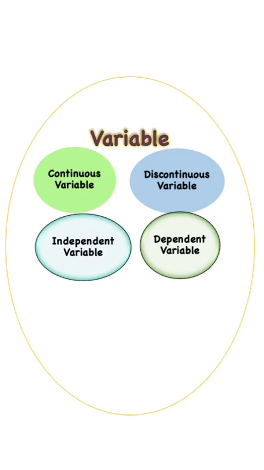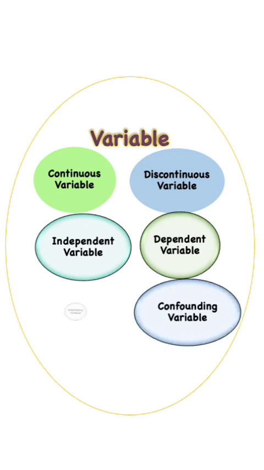Then we have another variable, the intervening variable. Intervening variables are those variables which might be in the process, or might be outside the process, but they bring change in the dependent variable in the presence of the independent variable. This occurs only in experimental research. Some intervening variables are also known as mediating variables.